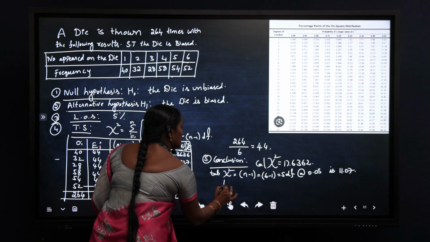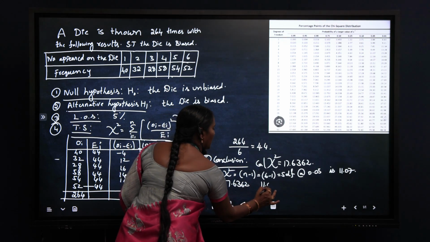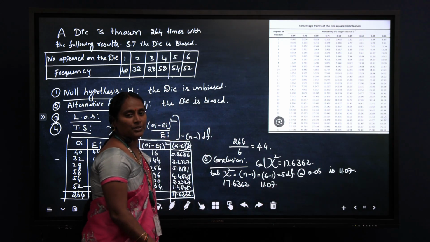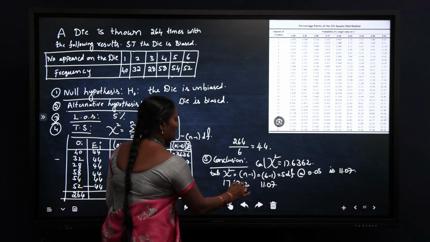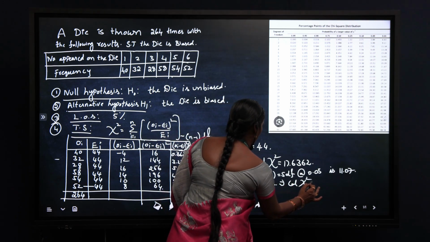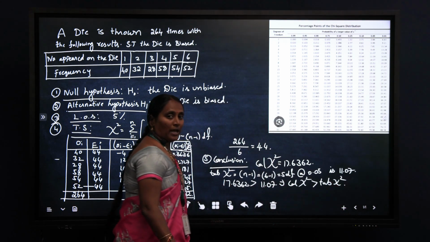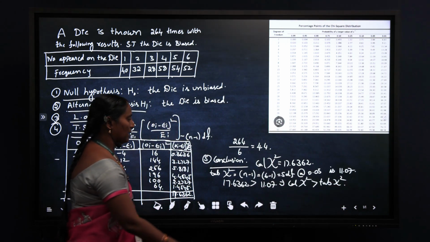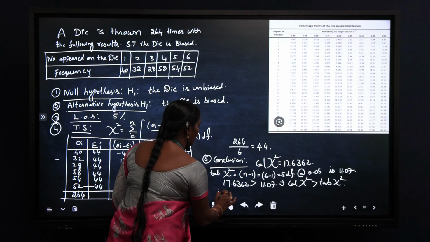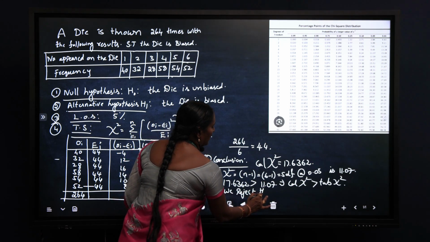Now we have to conclude by comparing the calculated chi square with the table value of chi square. The calculated value 17.6362 we compare with the table value 11.07. The calculated value of chi square is greater than the table value of chi square. As per our 5 steps process, if the calculated value of chi square is greater than the table value, we reject H naught.